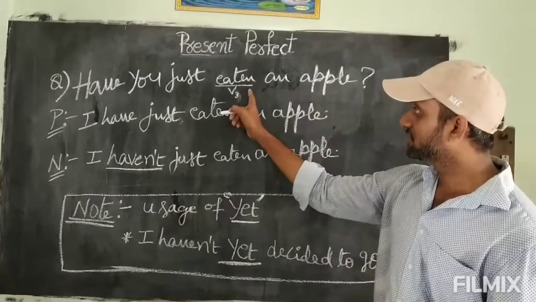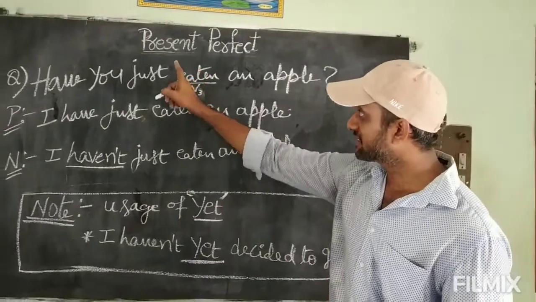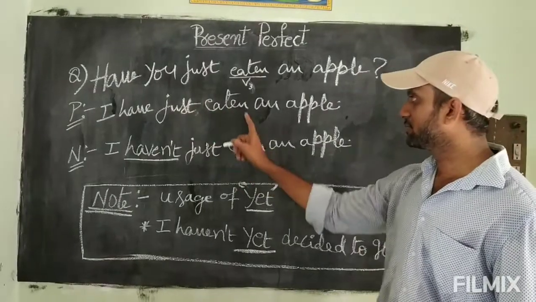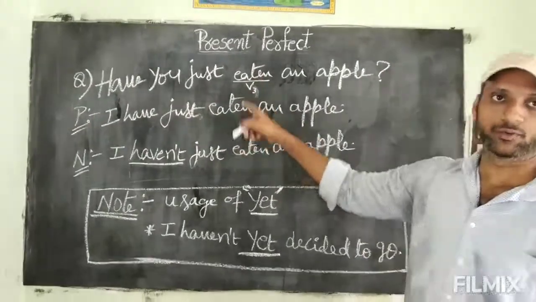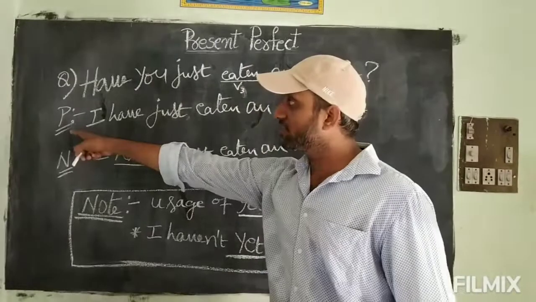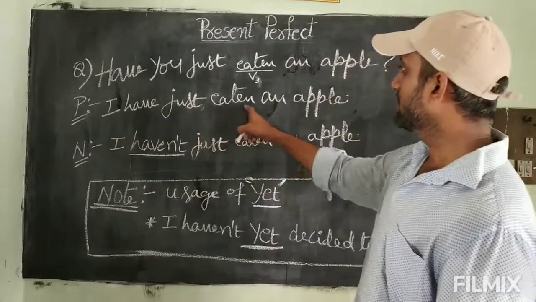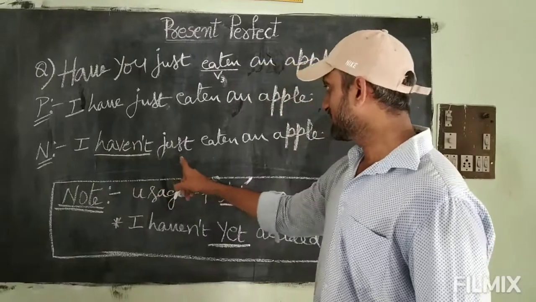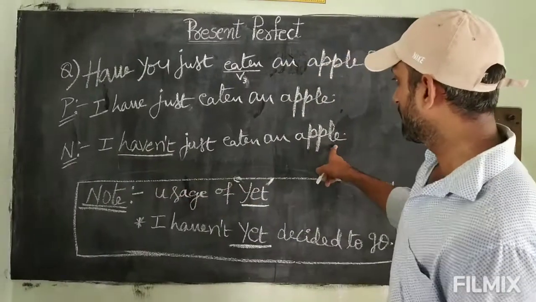Remember, V3 is the only verb form, either it is in question or in answer, either it is positive or negative. V3 is the only verb form. We should not change it. Positive answer, I have just eaten an apple. And negative is, I haven't just eaten an apple.